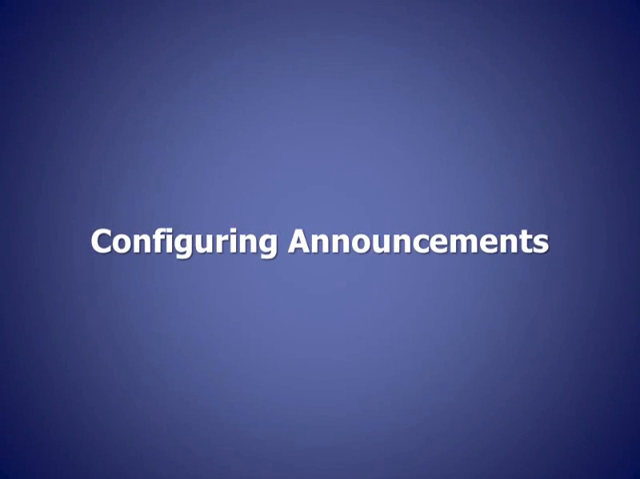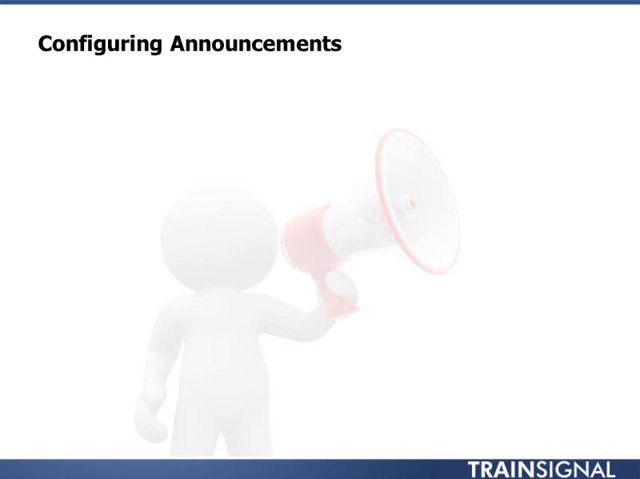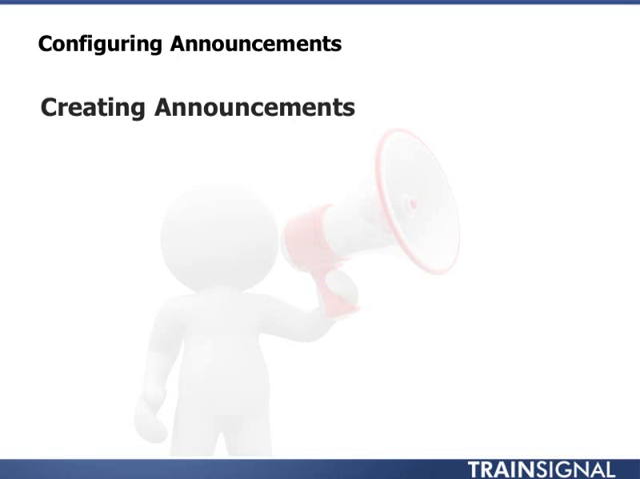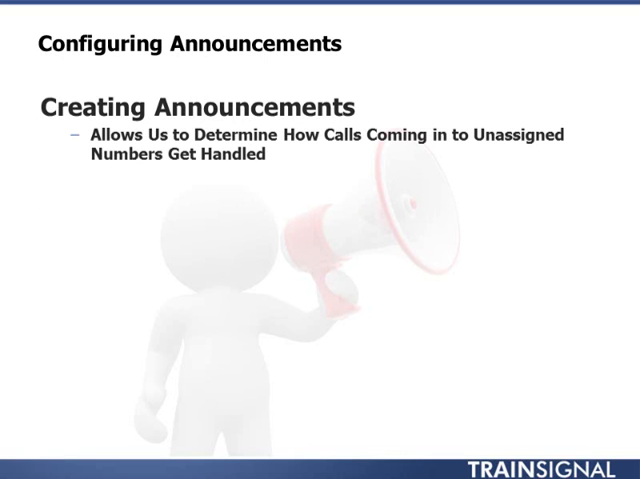Now that you've seen how to configure call park, let's take a look at configuring announcements. Microsoft Lync Server also allows us to configure announcements for phone calls that come into the organization for valid extensions that aren't assigned to users. So instead of a call just getting disconnected or the user dialing up and hearing a busy tone, we can play a message for them, and we can also determine what is going to happen with that call, whether it gets disconnected, or we can forward the call to a predetermined phone number, SIP URI, or a voicemail. When you configure the announcements inside of Microsoft Lync, it allows us to determine how calls coming into unassigned numbers get handled.